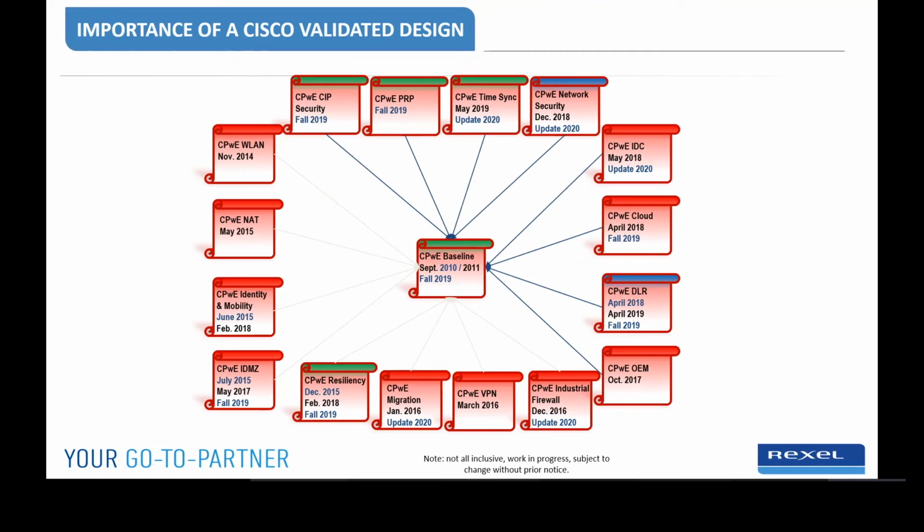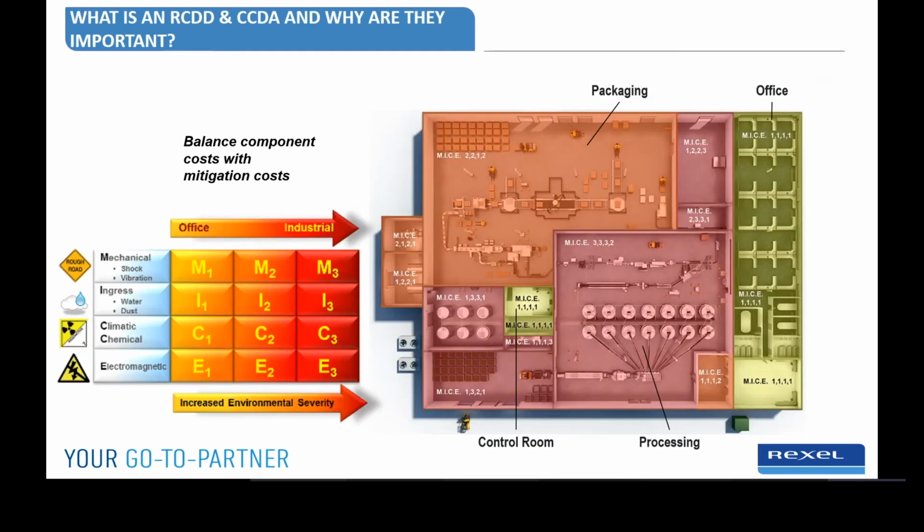All right, so we talked about the CPWE documentation and the importance of a Cisco validated design. Let's go into our next topic real quick, which is what is an RCDD and CCDA, and why are they important in the design of a network? And for this one, I'm going to call upon Josh Dirksen to answer.